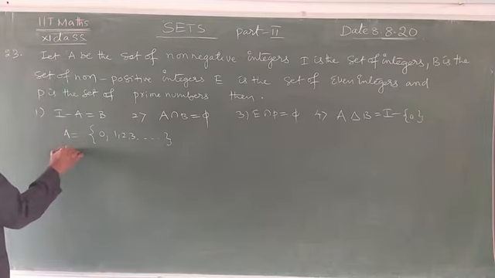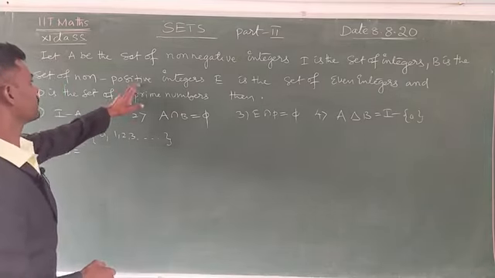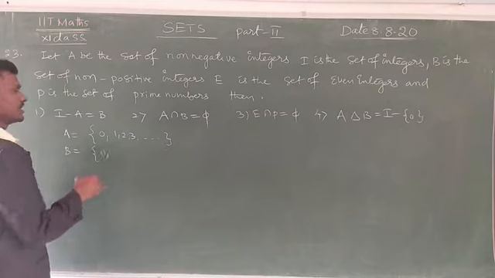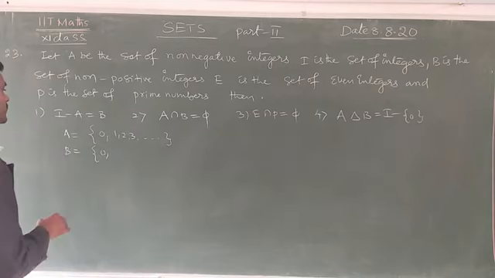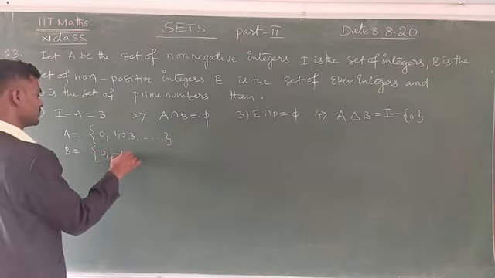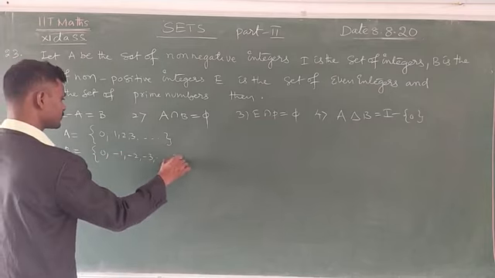Next, set B is equal to the set of non-positive integers. That means here 0 is neither positive nor negative. That's why 0 is included along with the negative numbers: 0, minus 1, minus 2, minus 3, minus 4, up to so on.